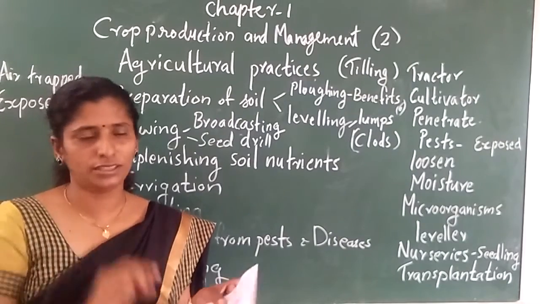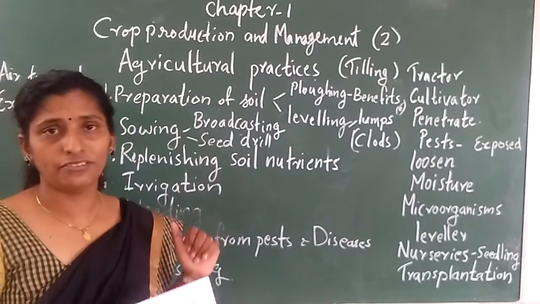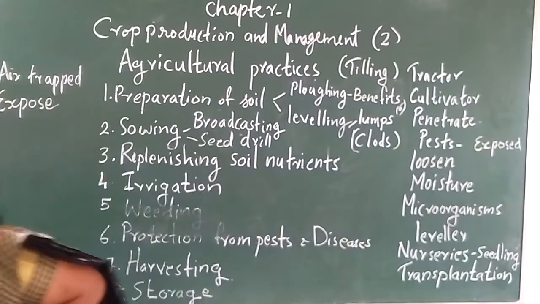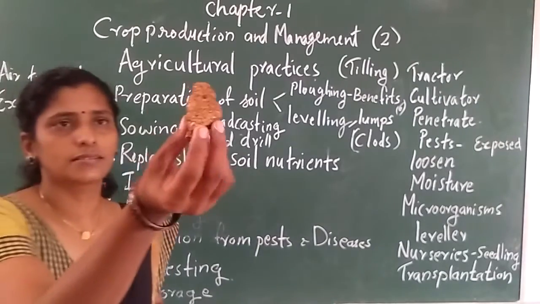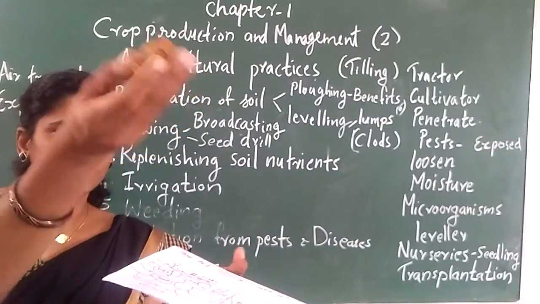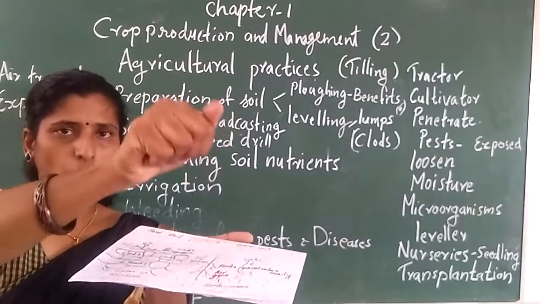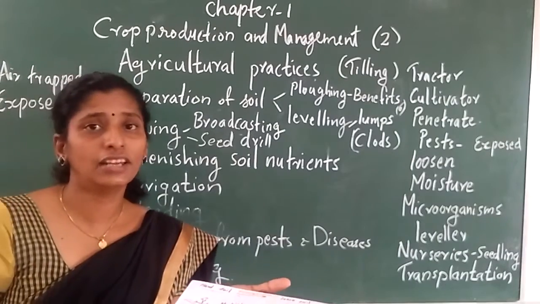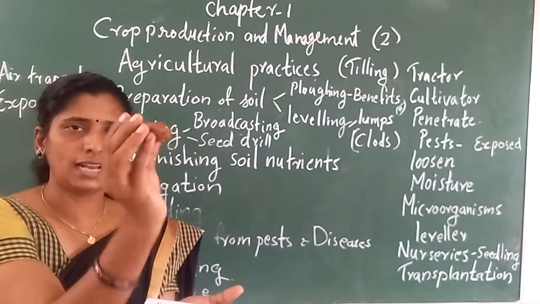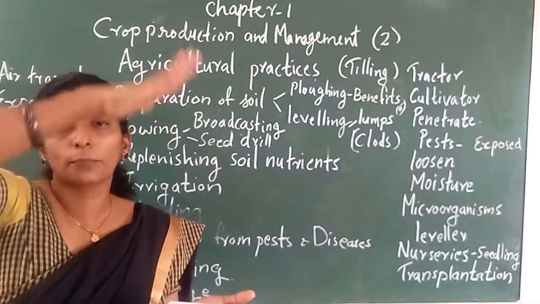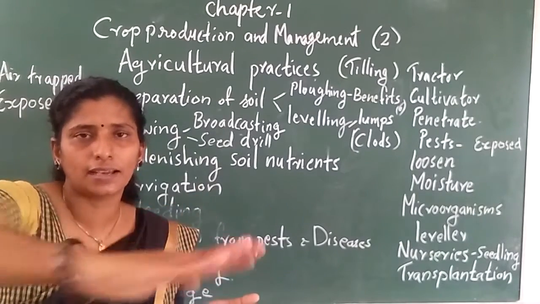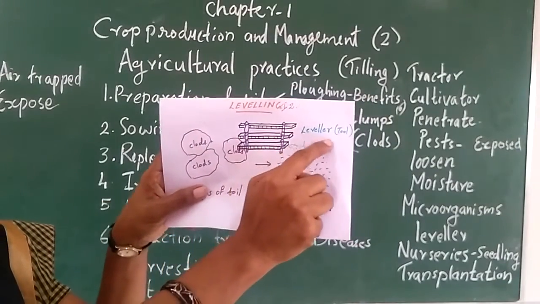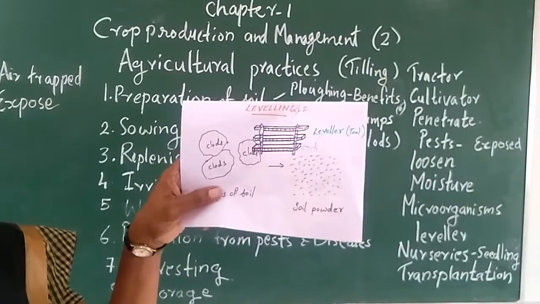Another thing is, after plowing the field very well, there will be big lumps of soil, called clods. These clods have to be broken into many pieces. That process is called leveling. Leveling is making the big lumps of soil mix into the soil, or into powder, or leveling the soil nicely. Leveling is done with the help of a leveler.